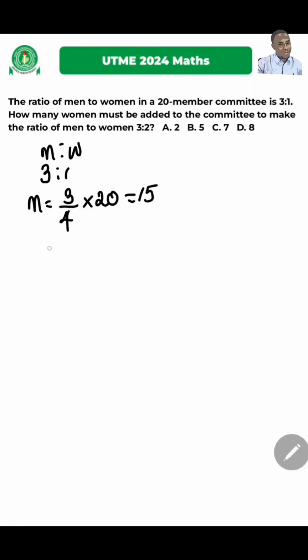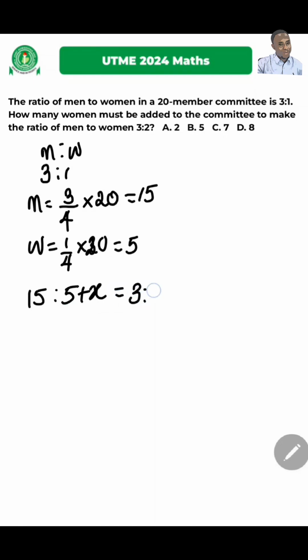So currently there are 15 men, and the women will be 1 over 4 times 20, and that is 5. If I want a ratio of 3:2, then all I need to do is take the number of men, 15, in ratio with the old number of women plus what I need to add. So 15 ratio 5 plus x will give me the 3:2 I'm looking for. So with this, I can find my x. How do I do it?